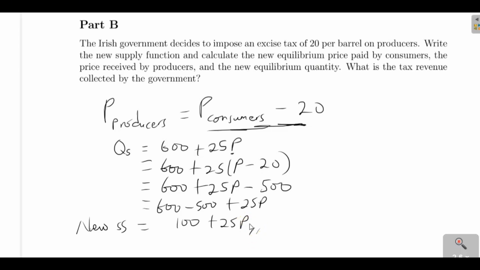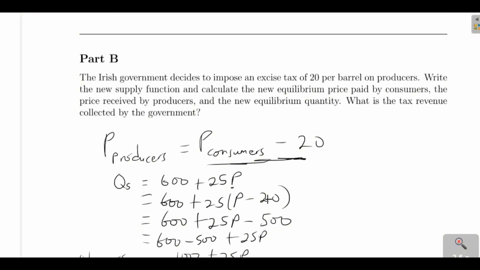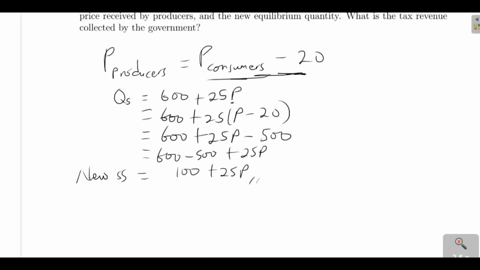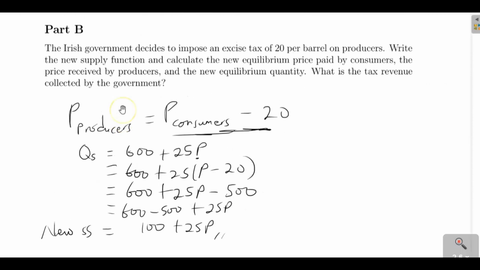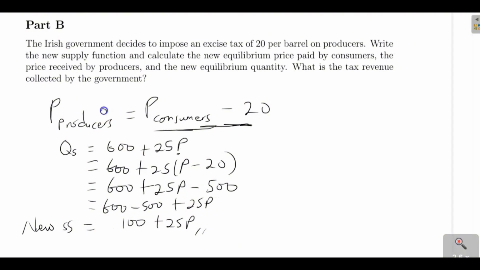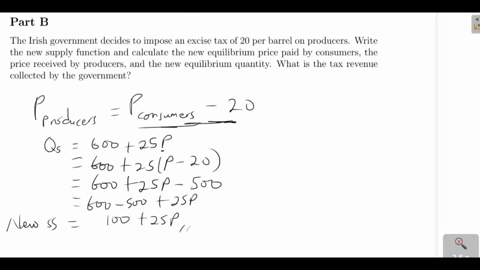Now, what are we going to find? We are supposed to write the new supply function, which is what we have done. And the next thing is to calculate the new equilibrium price paid by the consumers, and then the price received by the producers, and the new equilibrium quantity. Alright, let's go ahead and do that. Let me create a space here. Now, you remember I told you that the equilibrium price and quantity is the price and quantity where the two functions intersect. In other words, we need to equate the two functions. Don't forget that now we have a new supply curve.